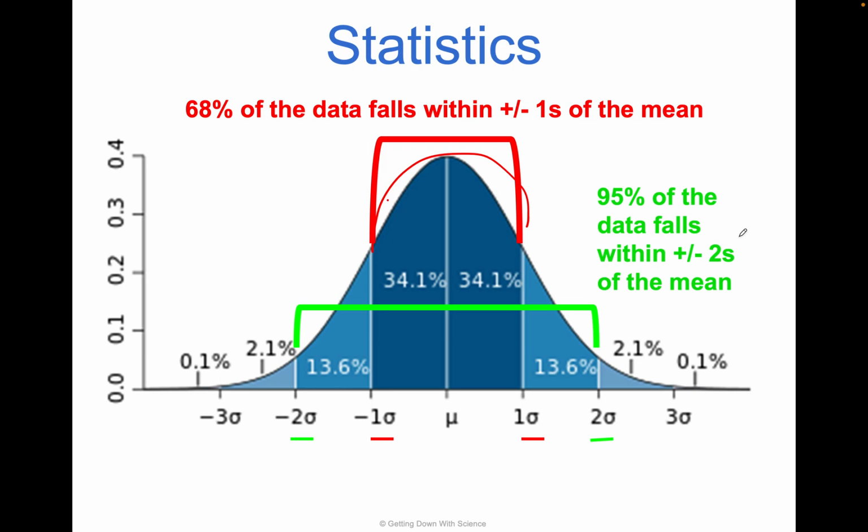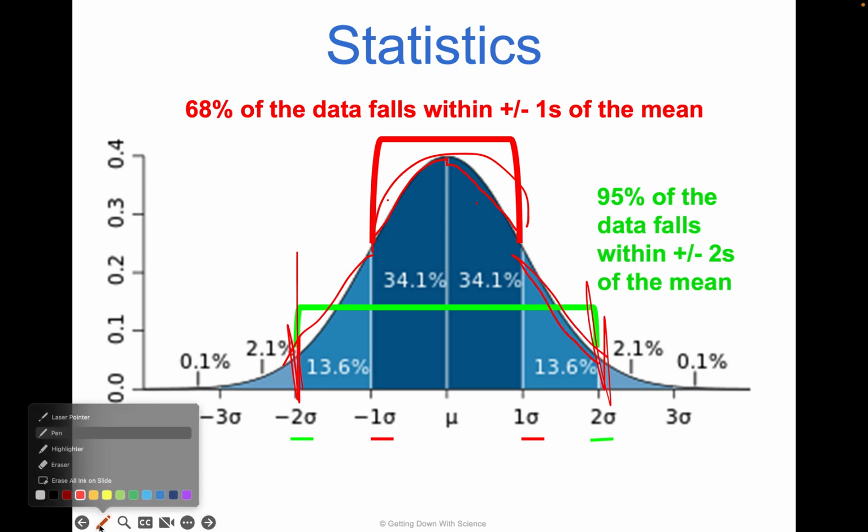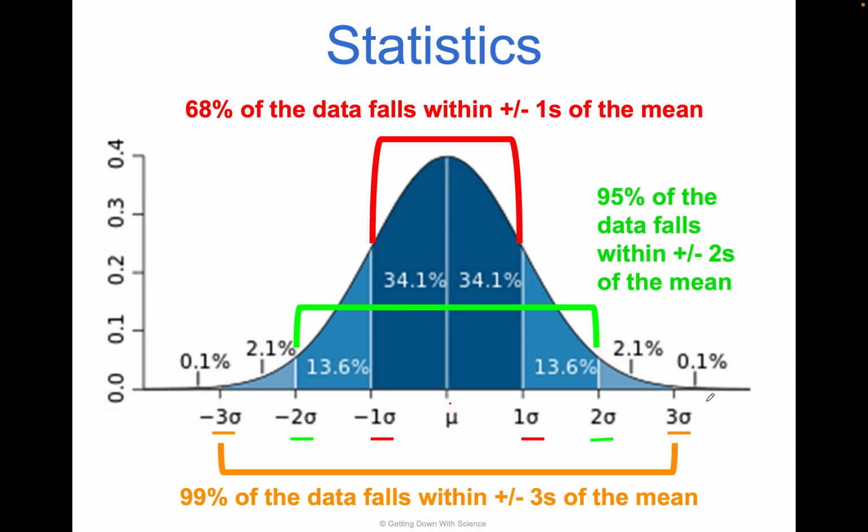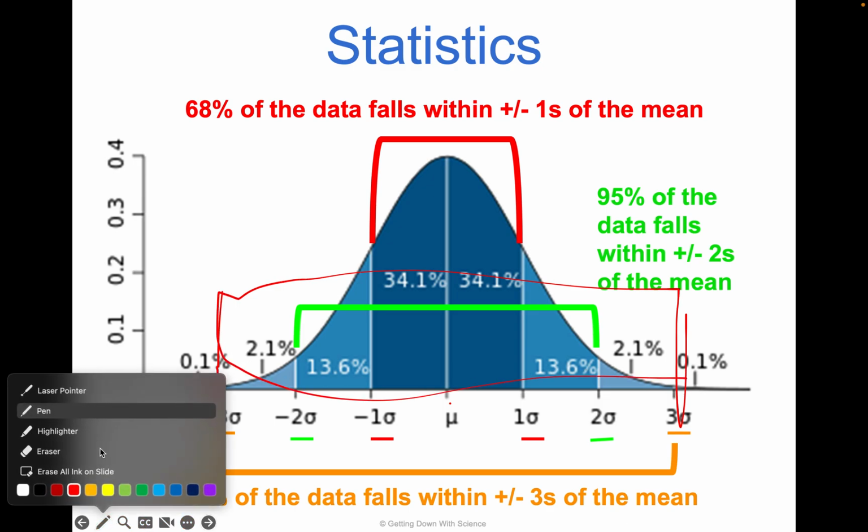95% of your data should fall between 2 standard deviations of the mean. So again, here's 1 standard deviation plus, 1 standard deviation minus, then you have 2 standard deviations minus, 2 standard deviations plus. Okay, so this right here, 95% of your data. Moving one more out, 99% of your data should fall within 3 standard deviations of the mean. So right here and right here, this should be 99% of your data. Okay? So that's just how we talk about it.